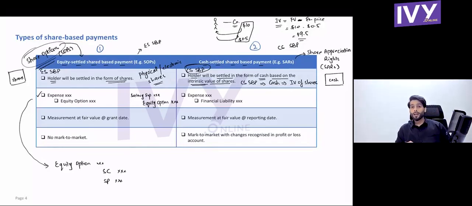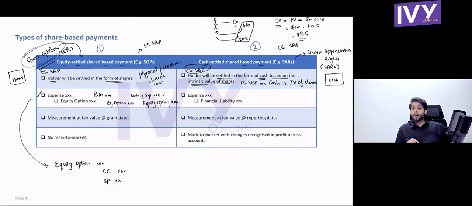Sir, but what if we are offering share options against the acquisition of plant and machinery? No problem. You will make an accounting entry, plant and machinery debit, that means asset debit, and again equity option credit. All right. So this is the accounting entry that you are going to prepare.